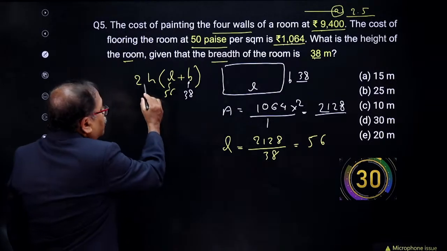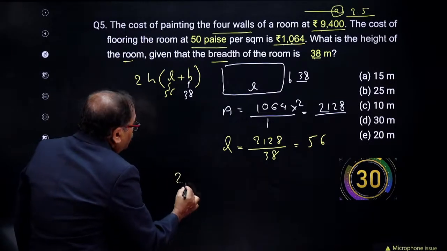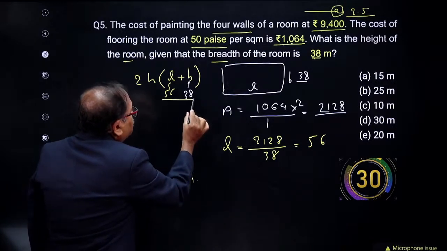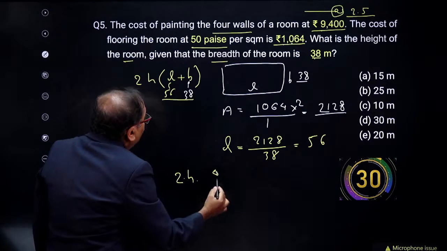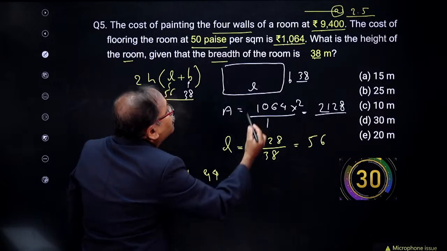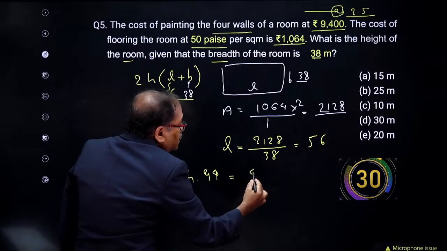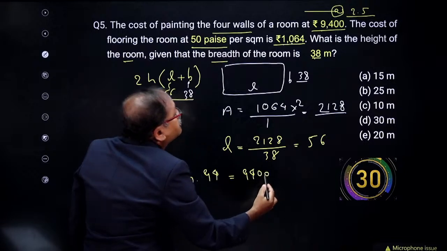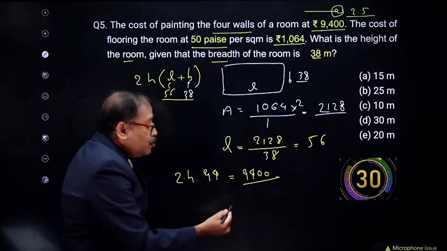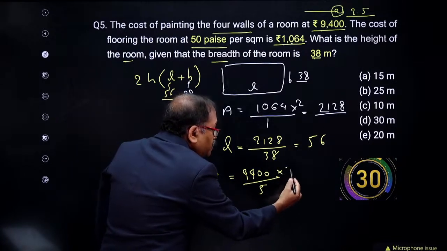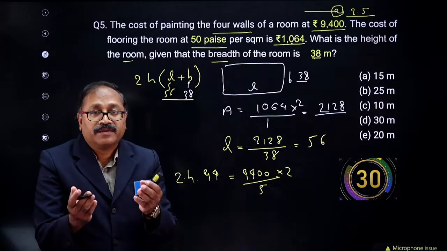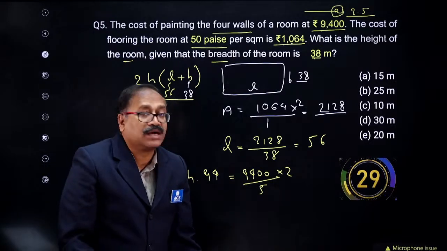So what is the area of the 4 walls? Let's write down 2 into h, into the sum of this, that is 8 plus 6 is 14, carry 1, and 8 and 1 is 9, 94, which is equal to 9,400 divided by 2.5, which I can write as 5 by 2. By solving this, I will get the h value. Please try it, my friends. Your 30 seconds starts now.